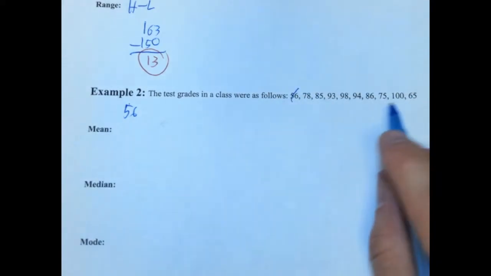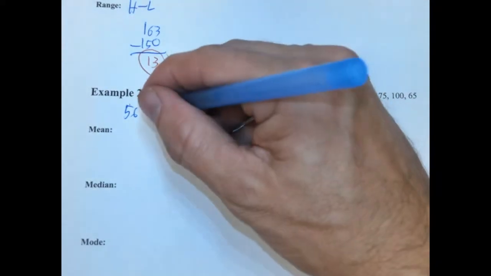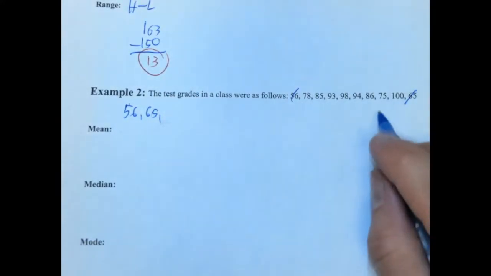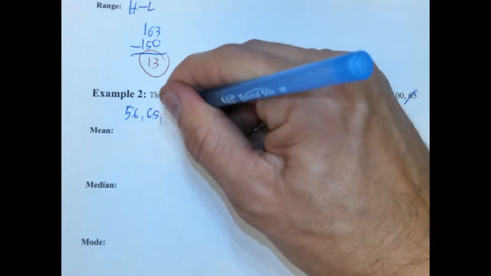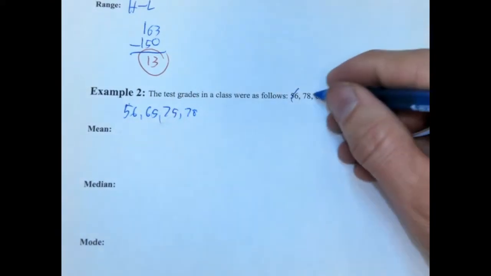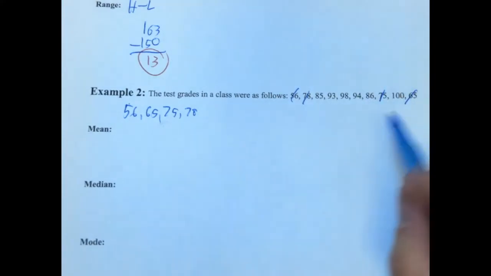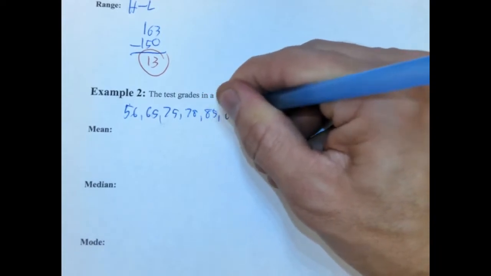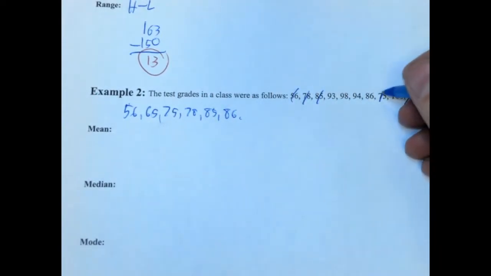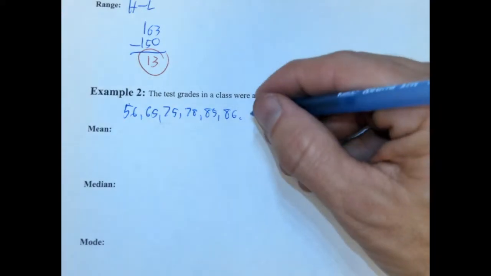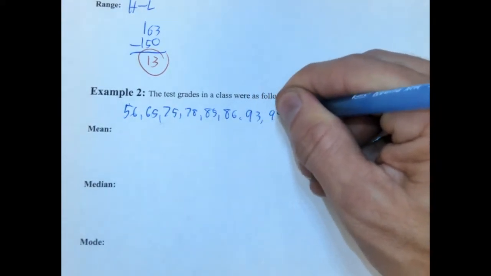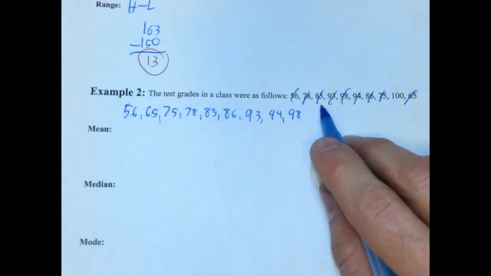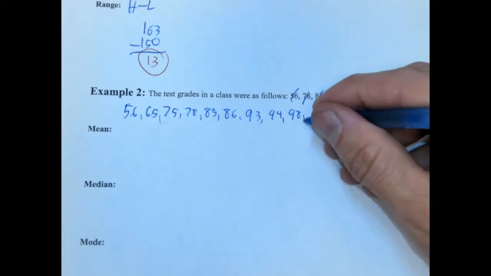And cross these out, actually. Any 50s? No. 60s? 65? Any more 60s? No. 70s? So we have 75 and 78. In the 80s, 85 and 86. And then 93, 94, 94, 98. You can see the strategy I'm using here. I'm just finding the numbers by multiples of 10.